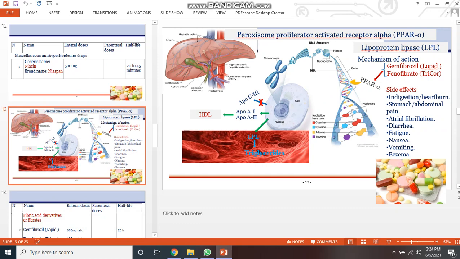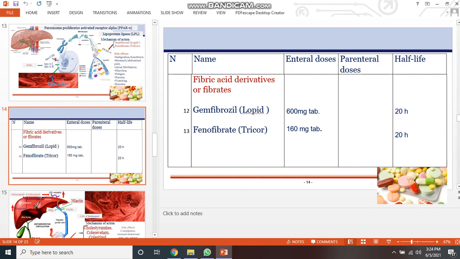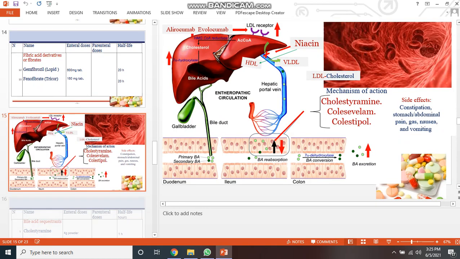Side effects: indigestion, heartburn, stomach and abdominal pain, atrial fibrillation, diarrhea, fatigue, nausea, vomiting, or edema. And the names for fibric acid derivatives, fibrates, are Lipofen and Tricor. Initial doses are 600 mg tab for Lipofen and 160 mg tab for Tricor, and Lipofen half-life is 20 hours and Tricor half-life is 20 hours too.